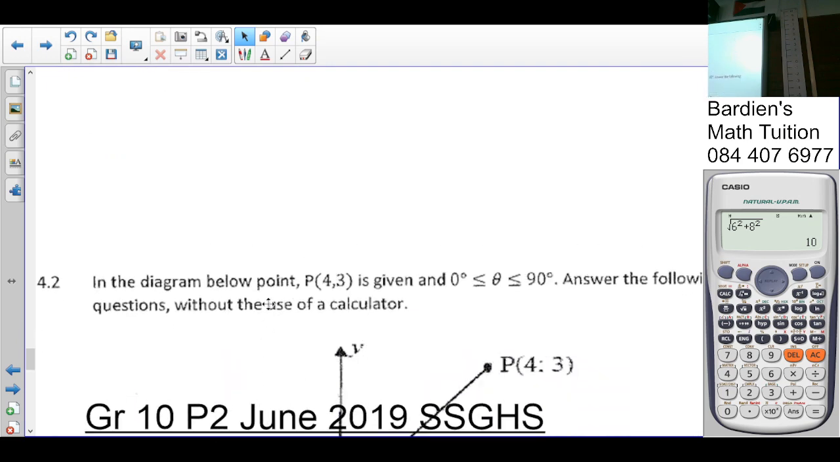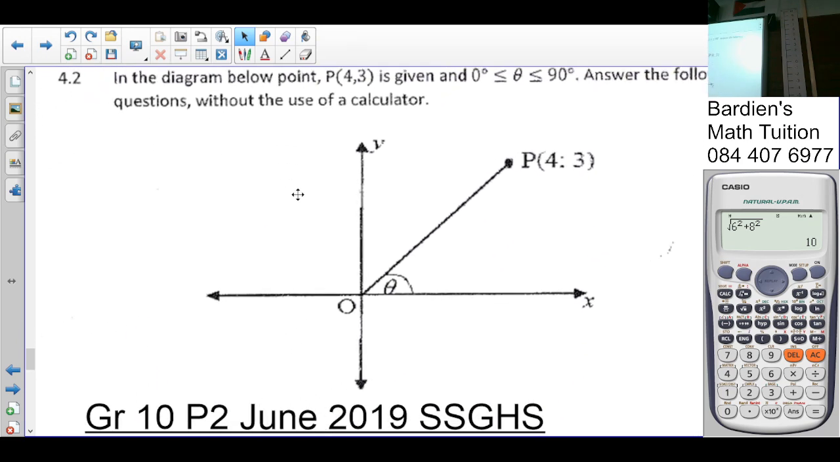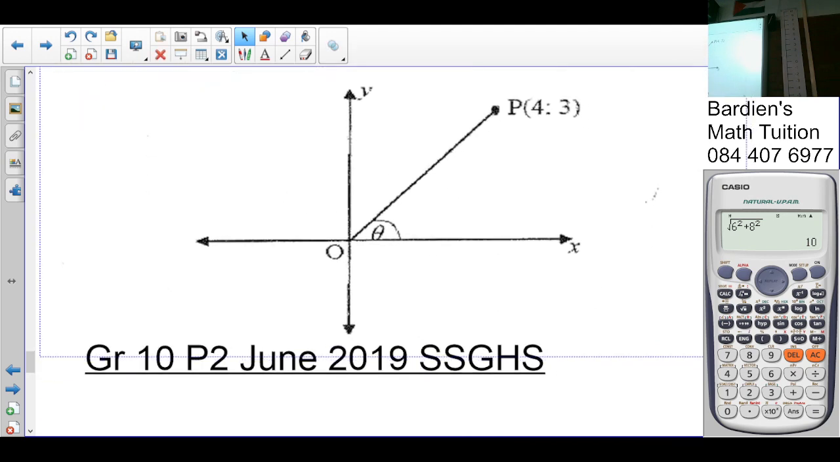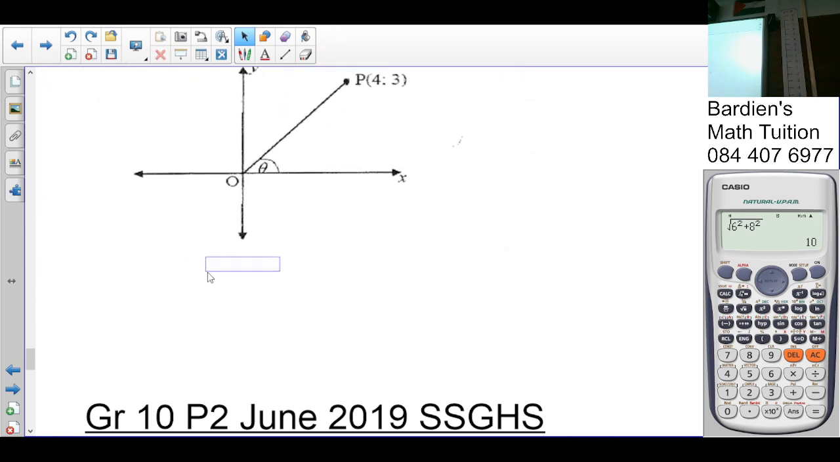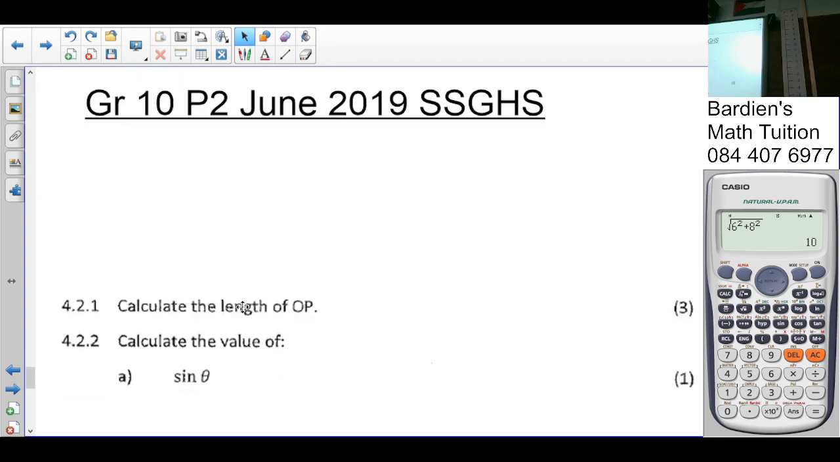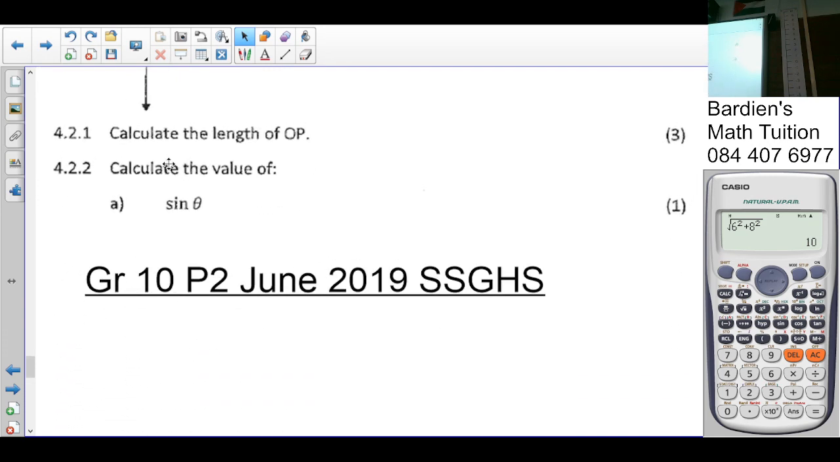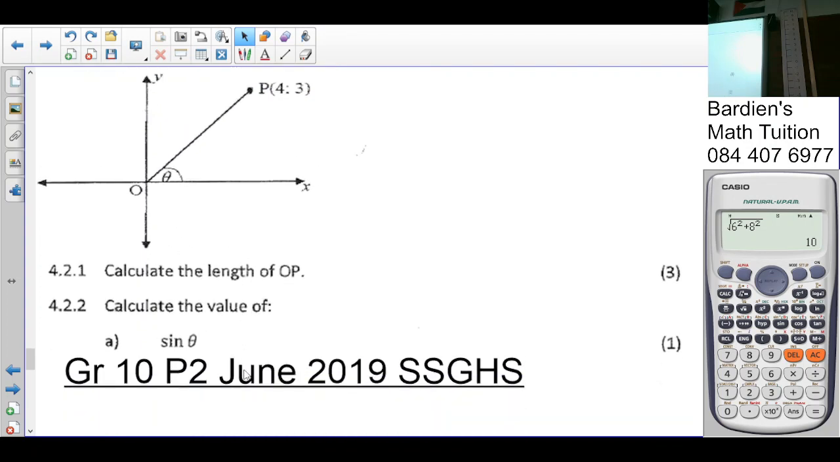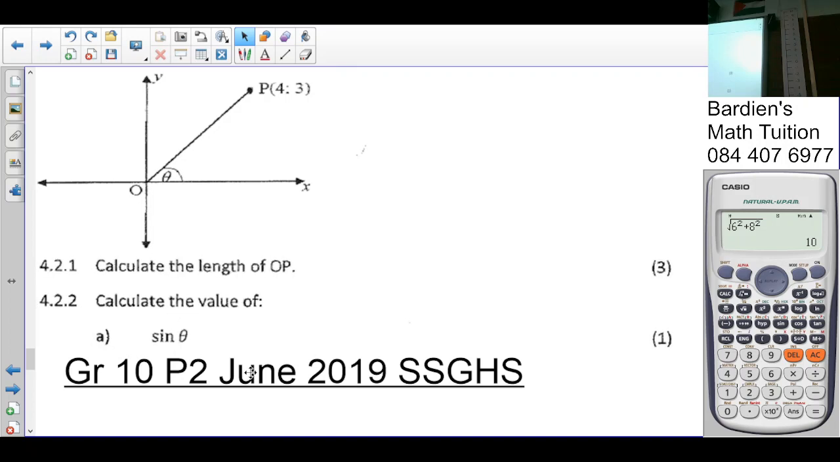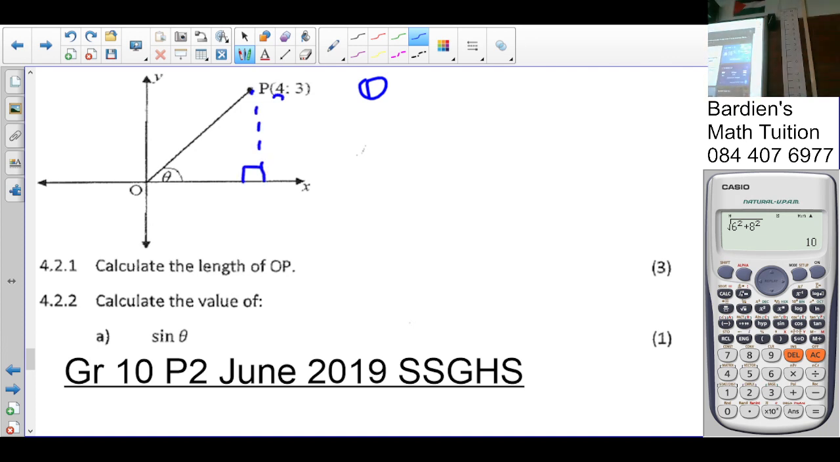Next, 4.2. We are told that in the diagram below, P is (4, 3). And it's given that theta is greater than 0 but less than 90. Answer the following questions without the use of a calculator. I want to know the length of OP. So how do you calculate the length of OP? Pythagoras. Remember that's an x and a y, so it's going to be 4 and 3.